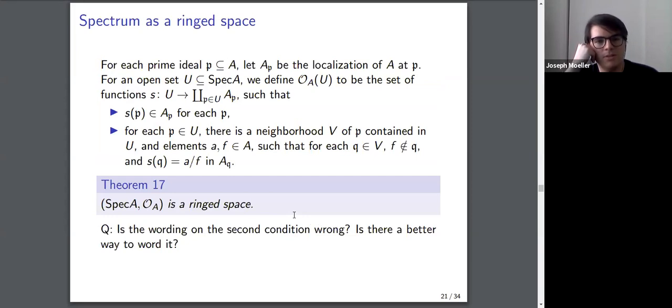So the reason I defined this structure is because the spectrum of a ring is naturally going to have this structure. You can see it in the theorem that's right there, but let's define what this is first. If you have a prime ideal in A, that's going to be one of the points in the spectrum. And just a piece of notation, A sub P is what we're going to call the localization of the ring A at the ideal P. If you take an open set in the spectrum, we're going to define this ringed space structure on it. So we're going to define a sheaf of rings on it.